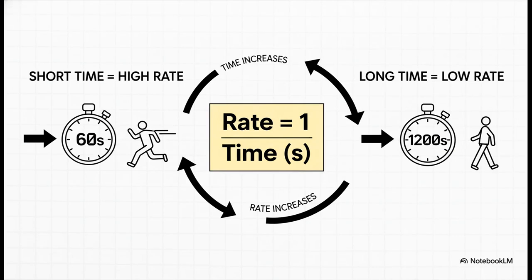Now, in your analysis, it's much better to talk about the rate of the reaction, not just the time. Think about it. A really fast reaction takes a short amount of time, so they're opposites. The calculation is super easy. The rate is just 1 divided by the time. This way, a short time gives you a big number for the rate, which makes more sense on a graph.